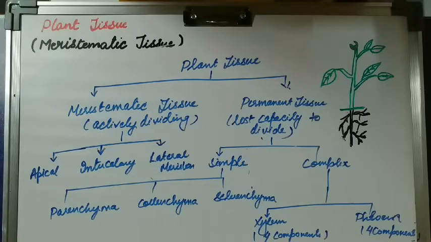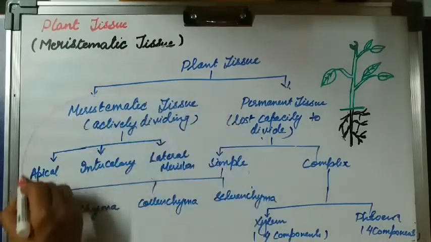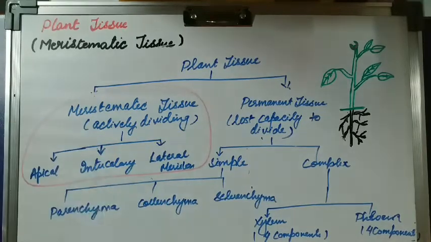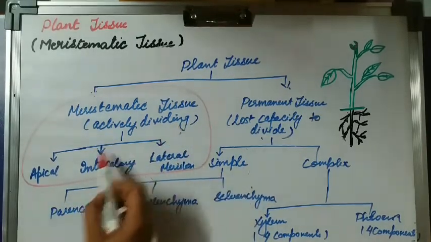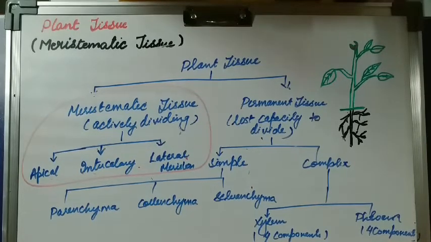Today, in the first part of this video, we are going to deal with this part, that is your meristematic tissue and its three types: apical, intercalary, and the lateral meristem. Now, moving to the meristematic tissue.